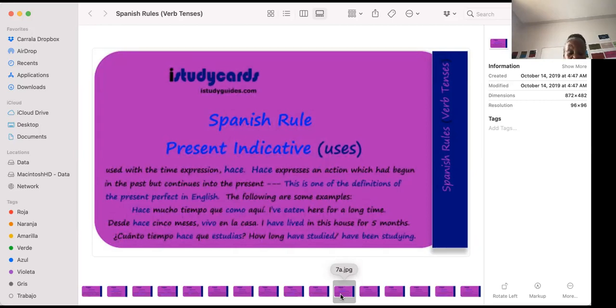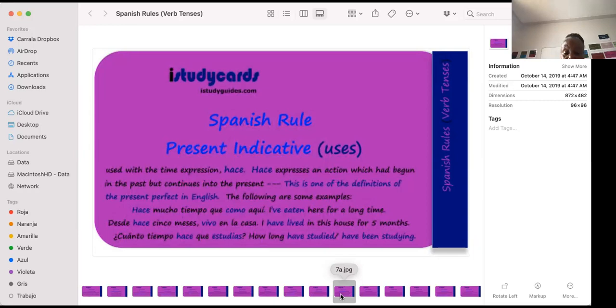Desde hace cinco meses, what do you mean donde? Desde hace 5 meses, vivo en la casa. I have lived in this house for 5 months. So in English, you use one tense, and in Spanish, you use another tense, and in Spanish, you use the expression hace. ¿Cuánto tiempo hace que estudias?